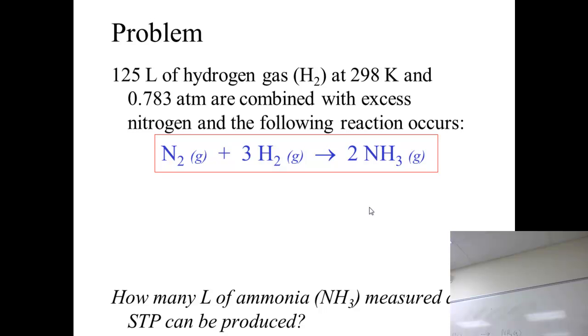It's plugging in what we know about the hydrogen. Pressure of the hydrogen, 0.783 atmospheres. Volume of the hydrogen, 125 liters. I know the gas law constant, 0.082058 liters atmospheres per mole Kelvin. Temperature of the hydrogen, 290 Kelvin. Rounding to 3 sig figs, you'll get 4.00 moles.